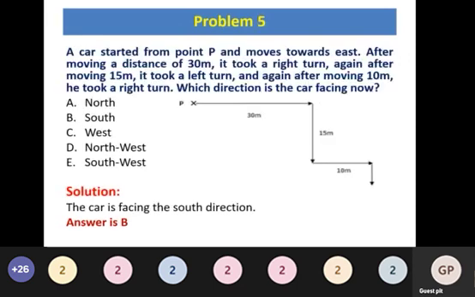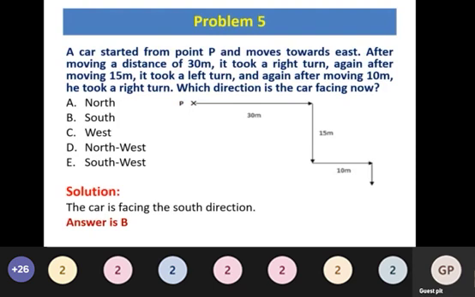Now we are taking problem 5. A car started from point P and moves towards east. After moving a distance of 30 meters, it took a right turn. Again, after moving 15 meters, it took a left turn. And again, after moving 10 meters, it took a right turn. Which direction is the car facing now?